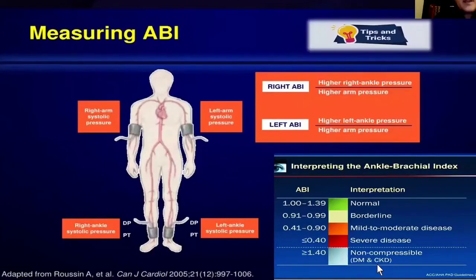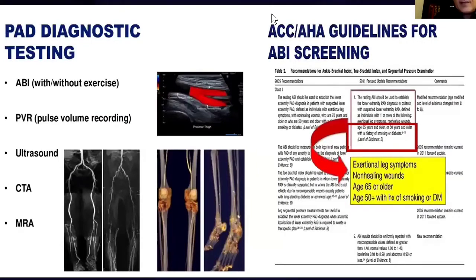The American College of Cardiology and American Heart Association guidelines put the ABI as a first-line test with a high level of evidence. We also have other testing methods like pulse volume recording, ultrasound, CTA, and MRA.